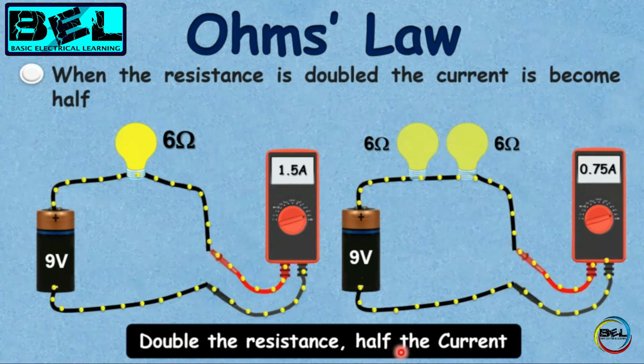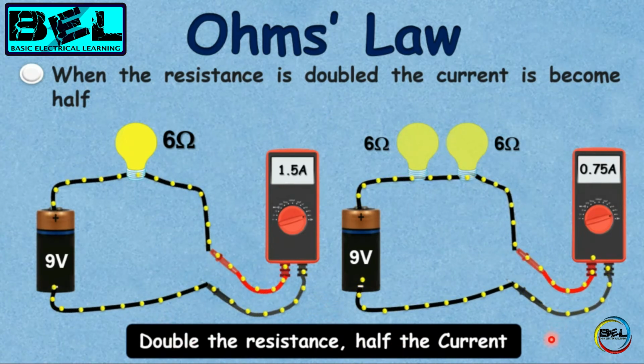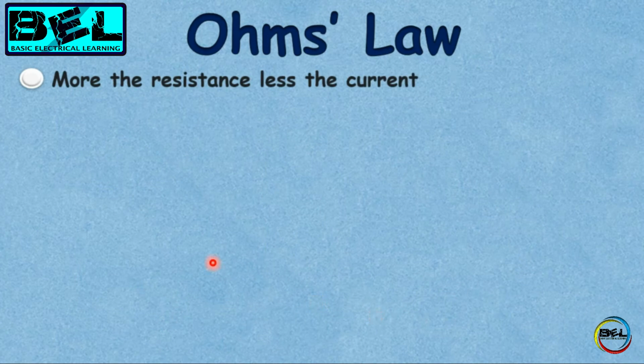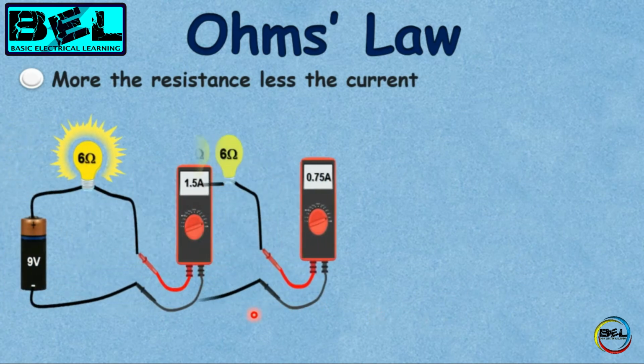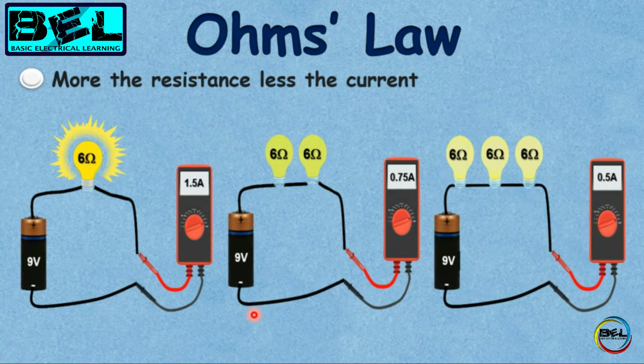Double the resistance, half the current. More the resistance, less the current. As we know, by further increasing the resistance, the current will become lesser and lesser. So you can see 9 volt and 6 ohm, the current is 1.5. When the battery is 9 volt but the resistance is 12 ohm, the current will become 0.75 ampere, and by further increasing the resistance, the current will become 0.5 ampere.